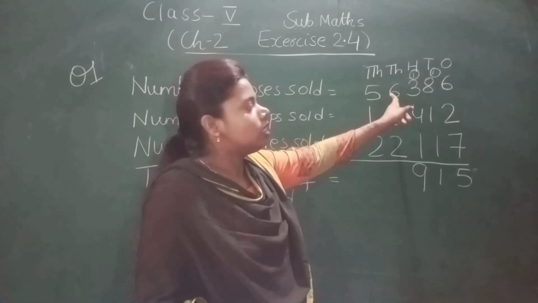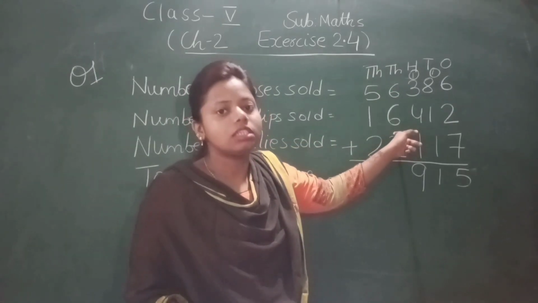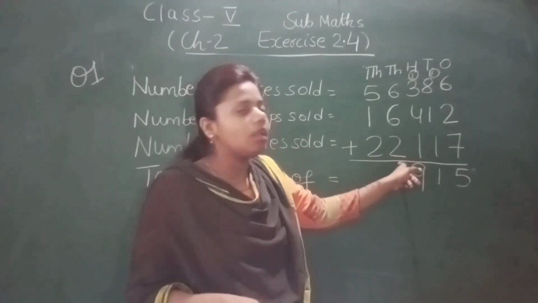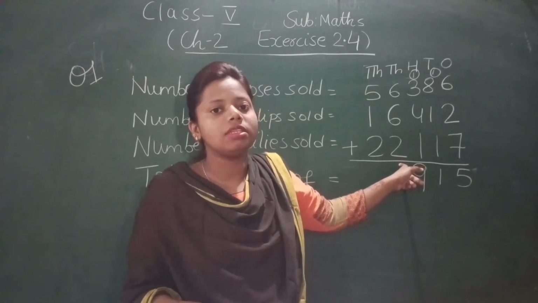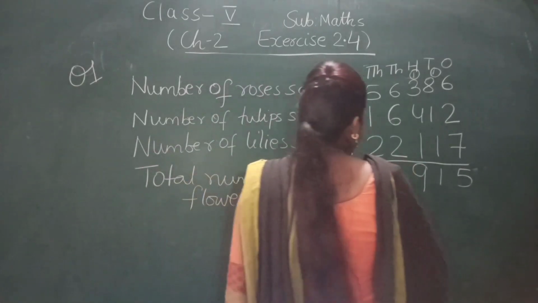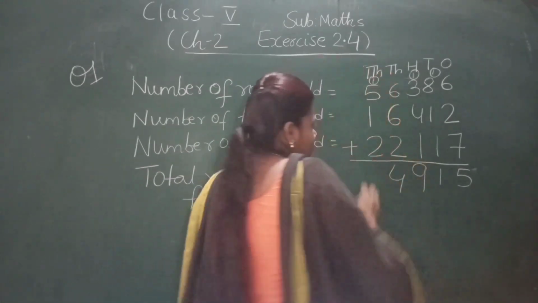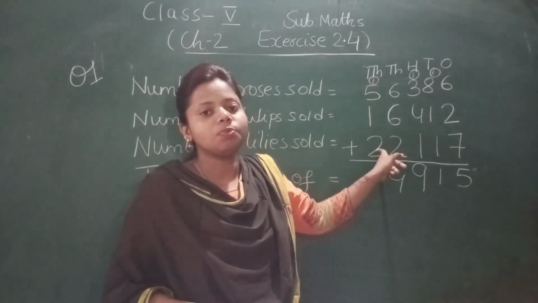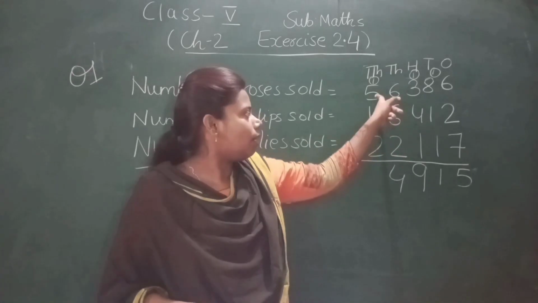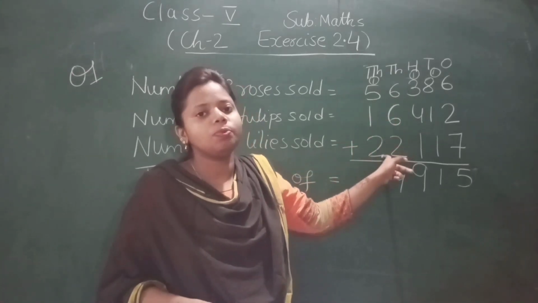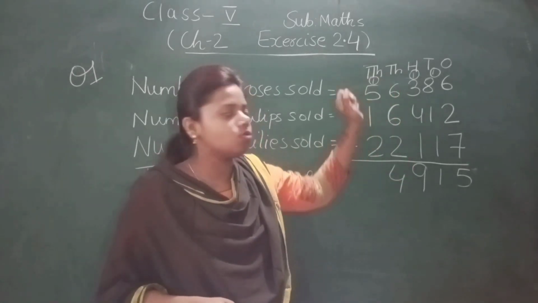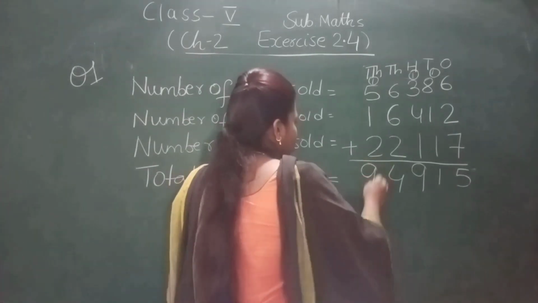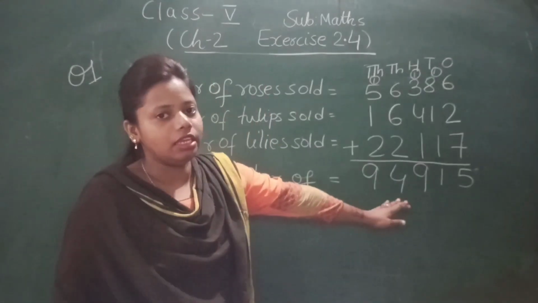Now 6 plus 6 is 12. 12 plus 2 is 14. We will write here 4 and 1 we will get as carry. Now 5 plus 1 is 6. 6 plus 2 is 8. 8 plus 1 is 9. So this is the final answer.